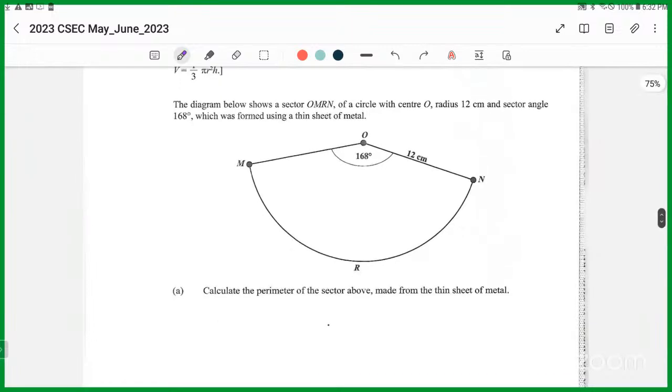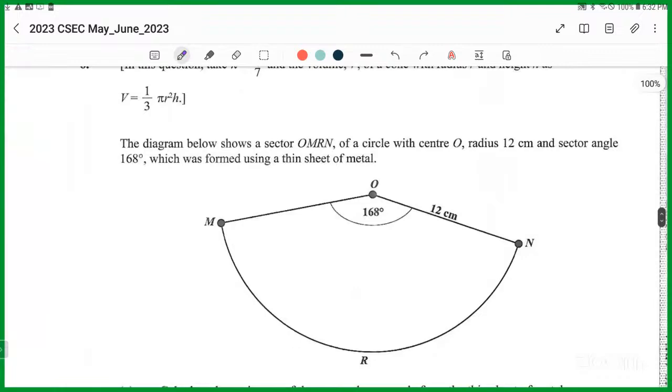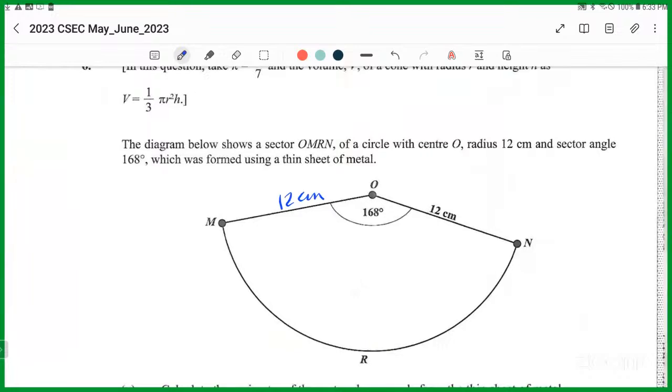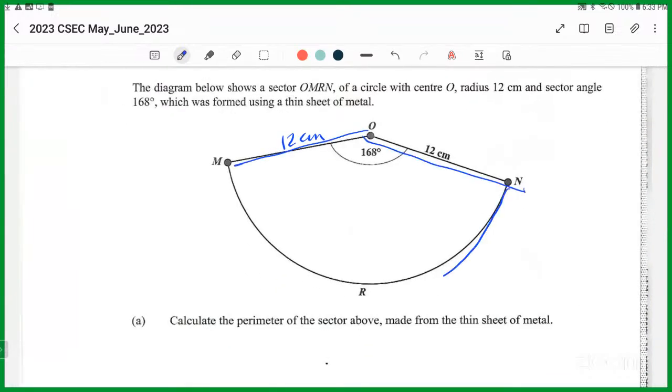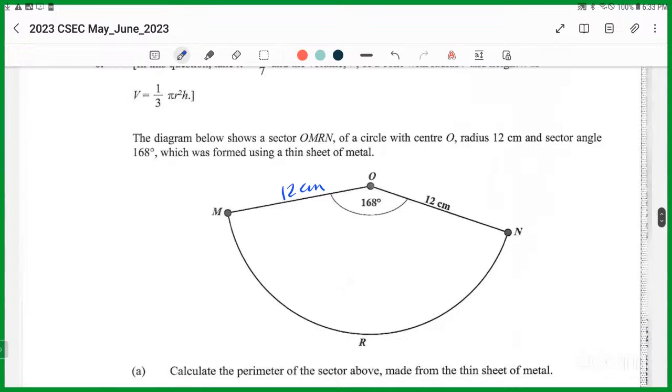The question says, calculate the perimeter of the sector above. Remember this is also 12 over here, so let's put it on. This is also 12, that's a radius. So the perimeter is 12 plus 12 plus the arc length. So you need the arc length. Remember the arc length is a fraction of the circumference. The fraction is taken as the sector angle over 360. The circumference is 2 pi r. That's what this arc length is, a fraction of 2 pi r.